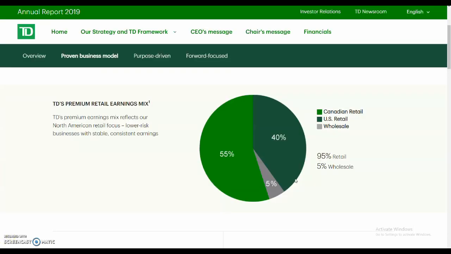They're in a really unique position for a Canadian bank in that they get close to half of their income from US retail. So it's going to be a very large growth factor for them going forward. And some of the other Canadian banks, such as one of my favorites, CIBC, do not have that presence in the US. So TD is a great choice to put some of your income in.